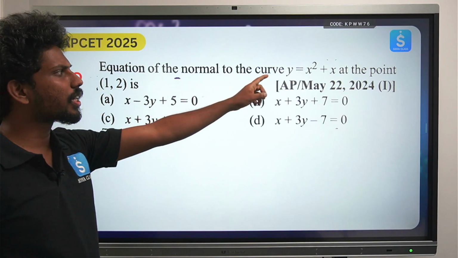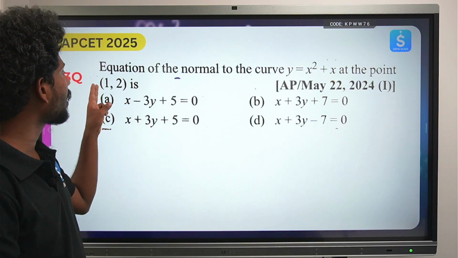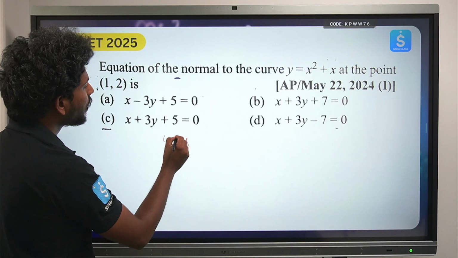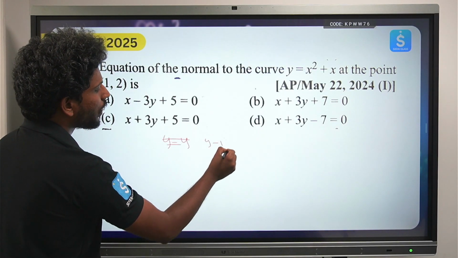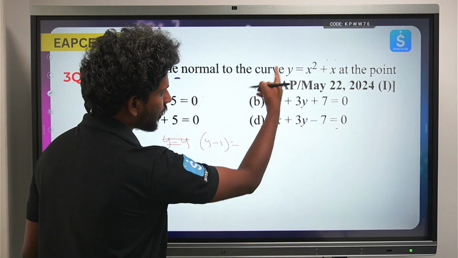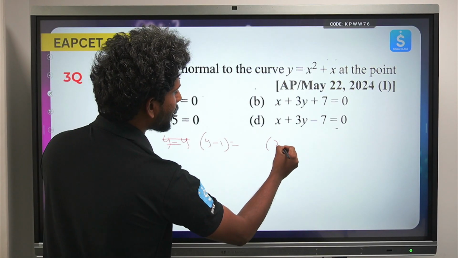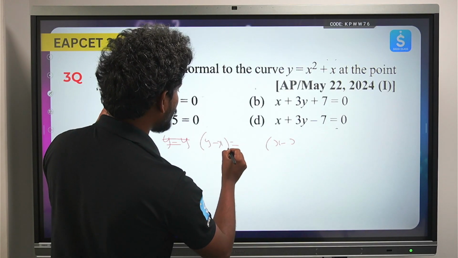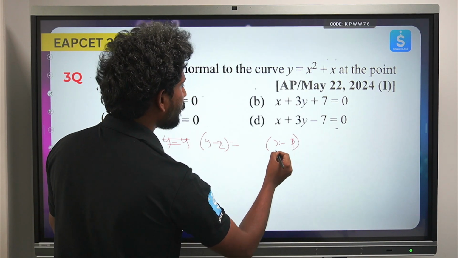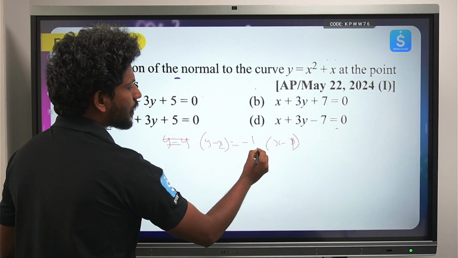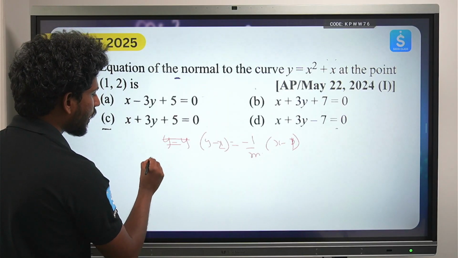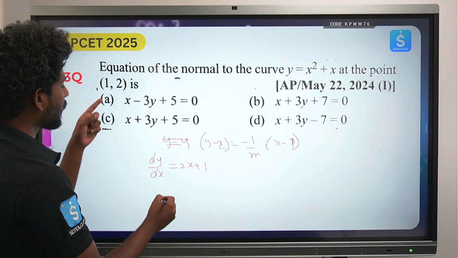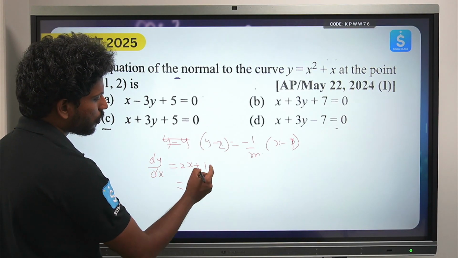So equation of a normal to the curve y is equals to x square plus x at the point 1 comma 2 is. So first 1 comma 2. So we already know y minus y naught. So here we have y minus 1 is equals to, we don't know what is the slope. So we'll just x minus x1. x1 is 1. Y minus 2 is equals to m into x minus 1. So if you try to differentiate, so let's take this as minus 1 by m. What's the slope? Dy by dx is equals to 2x plus 1. So at x equals to 1, 2 into 1, 2, 2 plus 1, 3.